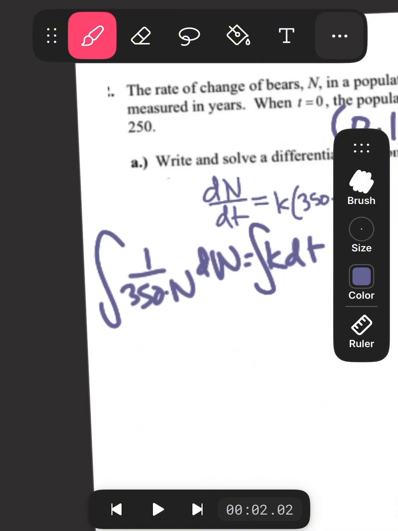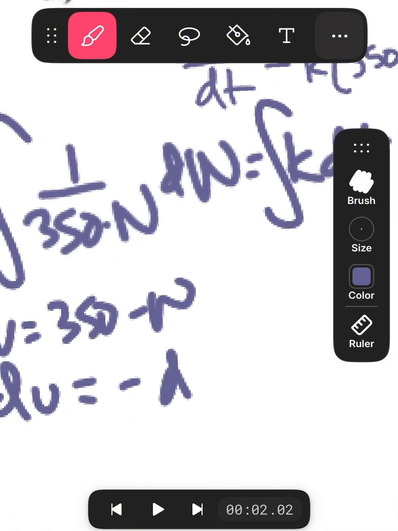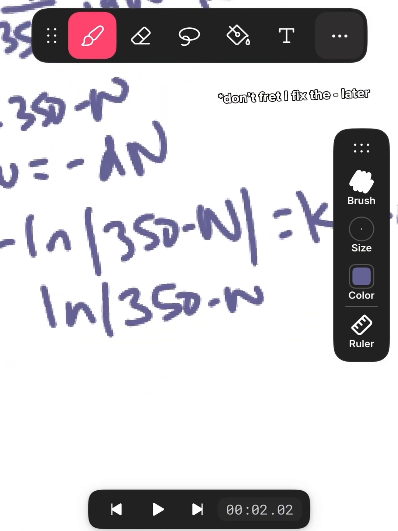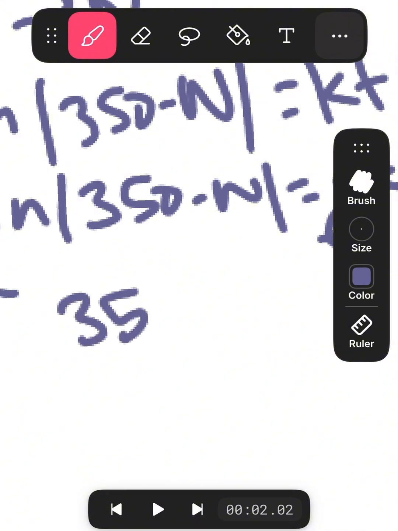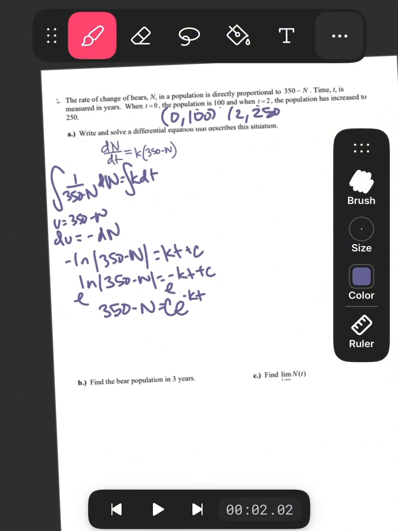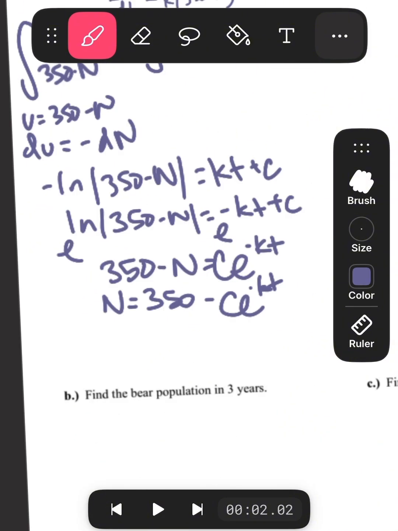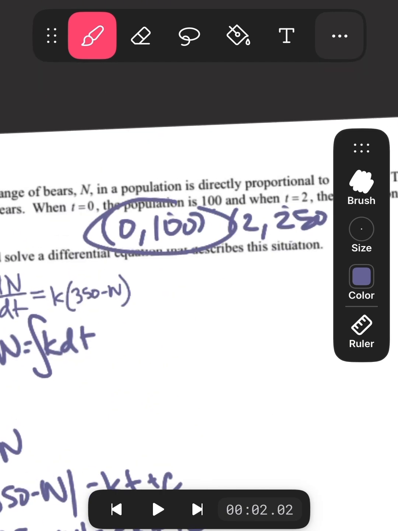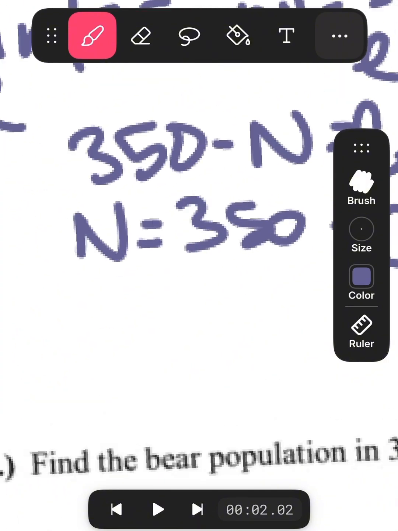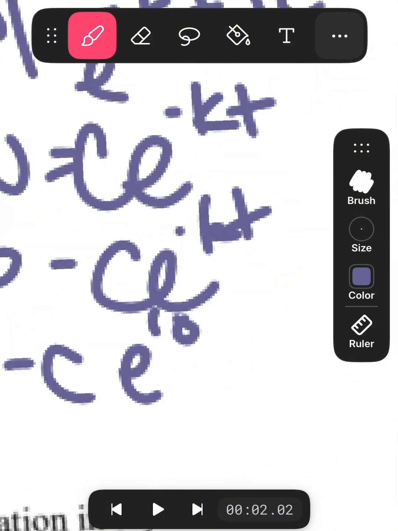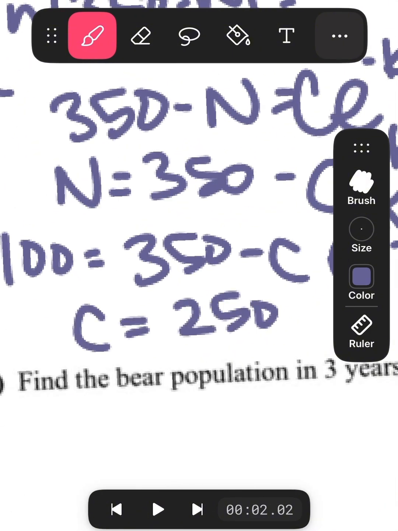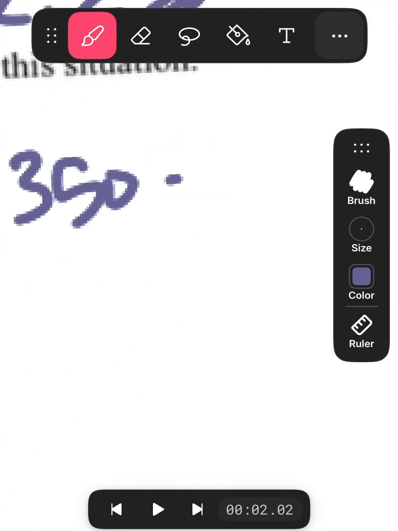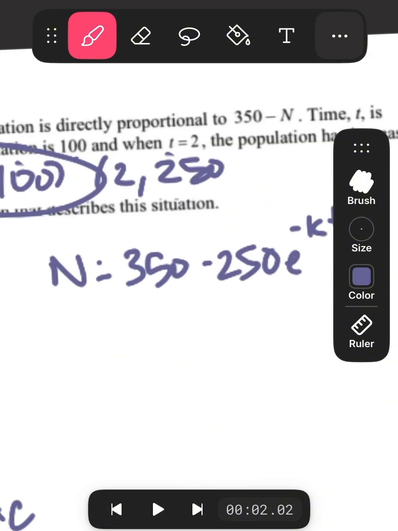So I'm going to integrate both sides. Now when I'm here, I can plug in my first coordinate point (0, 100) so I can determine what c is. Now that I know what c is, I'll plug that back into my problem. And I'll plug in my second coordinate point.